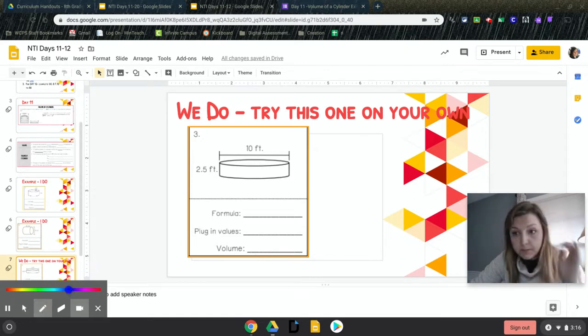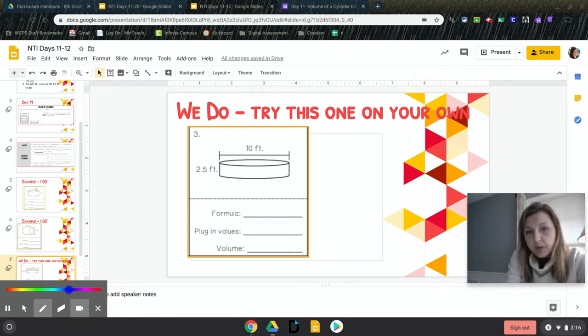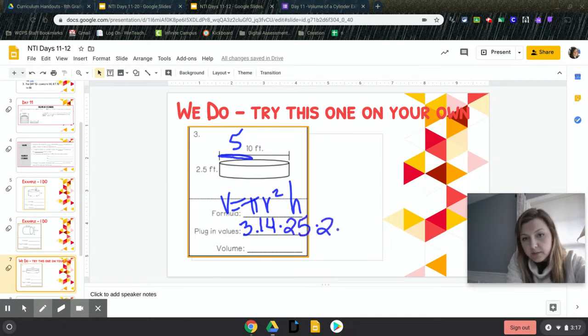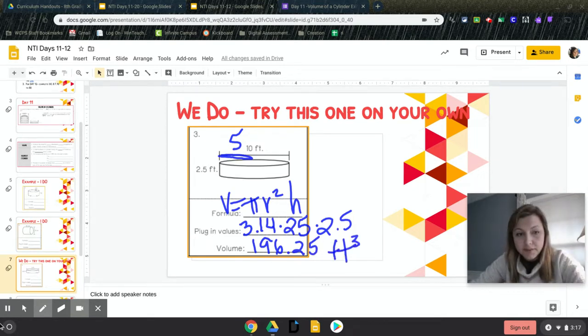Hopefully you unpaused because I wanted you to practice it by yourself to see if you got it correct. So the radius here is 5. So we have 3.14 because its volume equals pi r squared height. 3.14 times 5 squared, which is 25, times 2.5 feet. And your answer is 196.25 feet cubed. Okay?